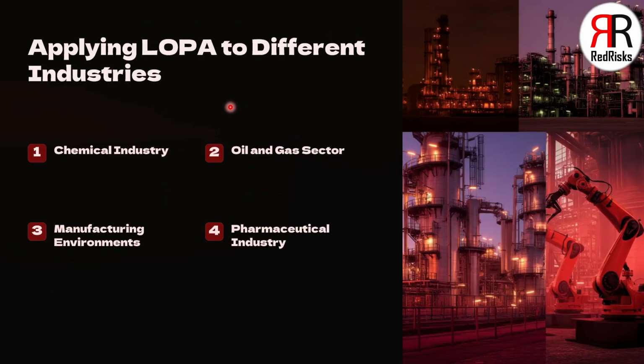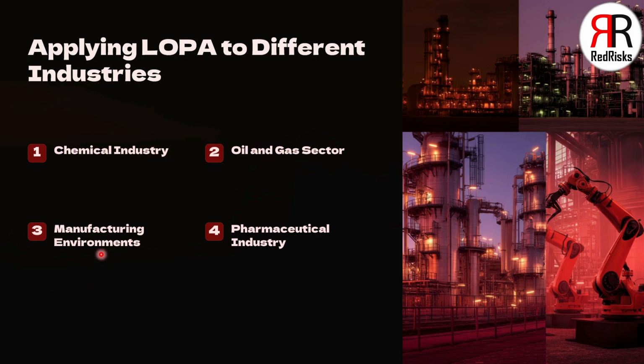Applying LOPA to different industries, we can consider a number of them. LOPA is widely used to assess hazards and identify critical safeguards in chemical manufacturing processes, ensuring process safety and compliance with regulations. Upstream, midstream and downstream operations in the oil and gas industry benefit greatly from LOPA to mitigate risks associated with flammable materials, high pressures and process complexity.